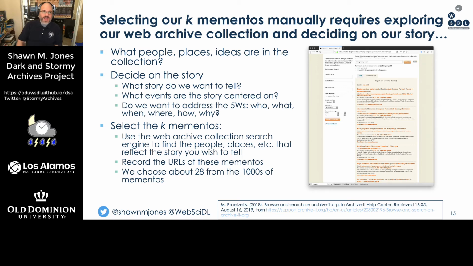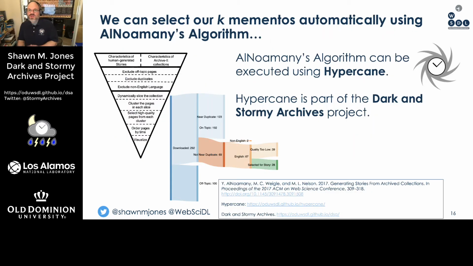However, sometimes we're not familiar with the collection, or sometimes we don't have the time to go through and analyze all of this manually. And thus, Al-Nomani developed her own algorithm, which can be executed using a tool named Hypercane, which is part of the Dark and Stormy Archives project.